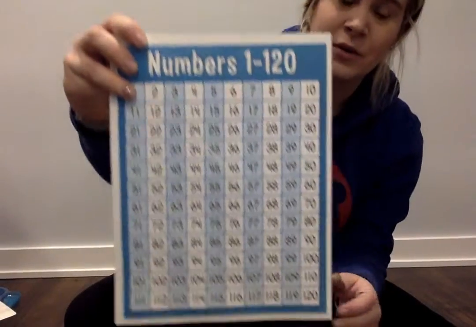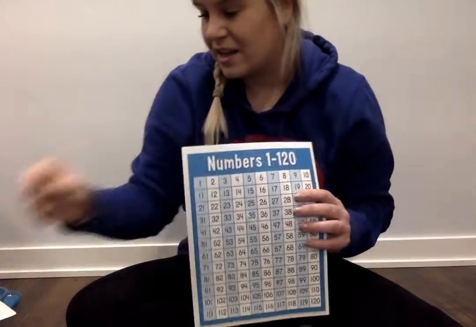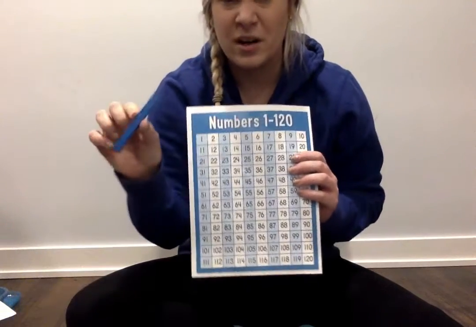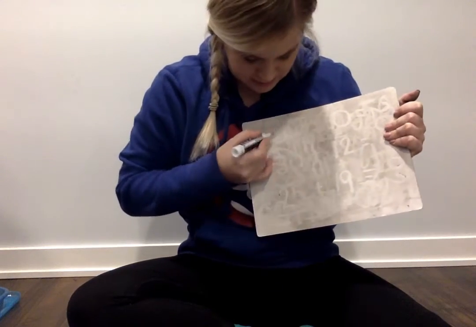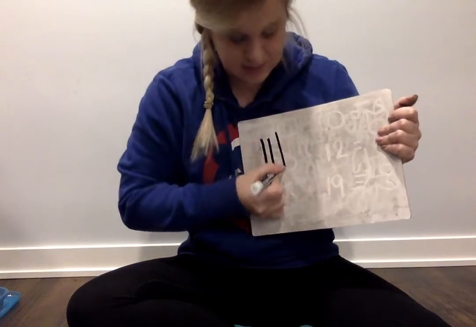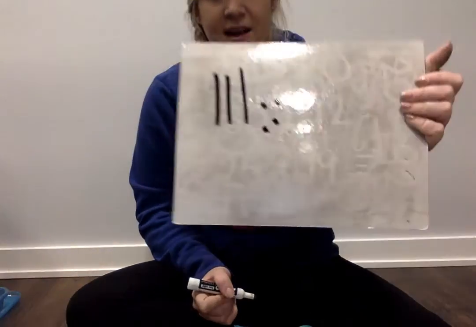Remember, you can draw your own 120 chart, or if you're able to print one out, you can print one out at home. I put a link in our schedule for today. If you have paper, you can make some tens and ones blocks. You can also draw them like this, tens and ones, and then add them all up.